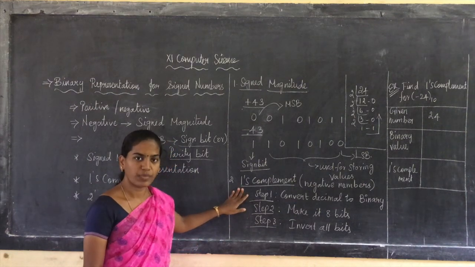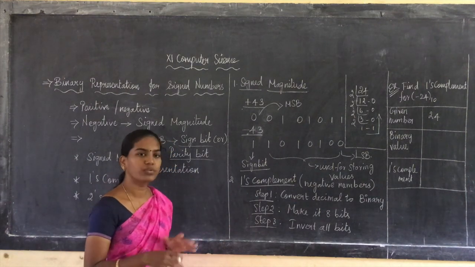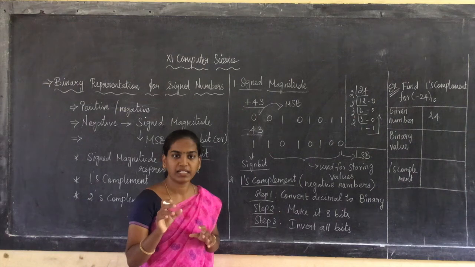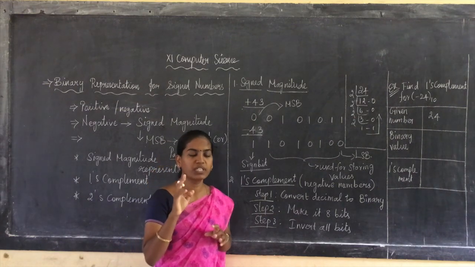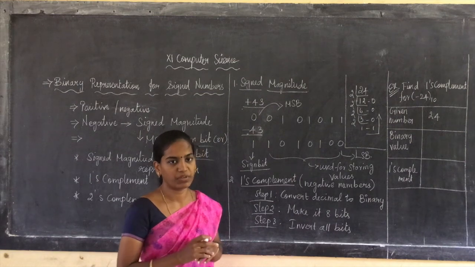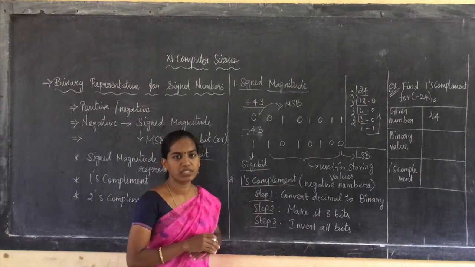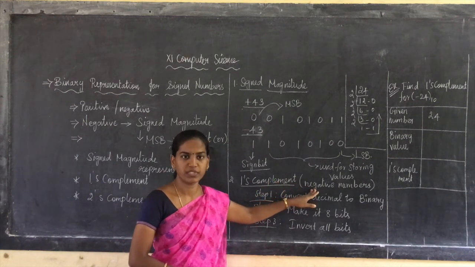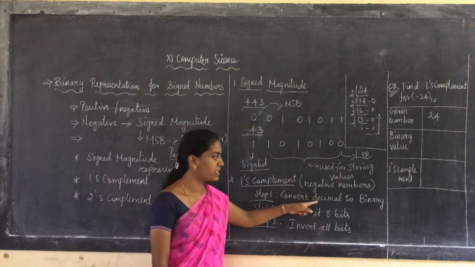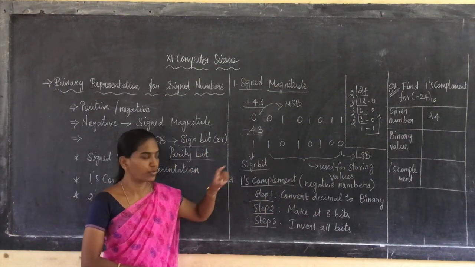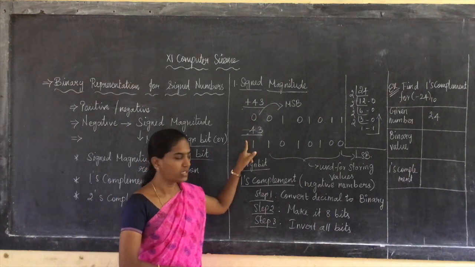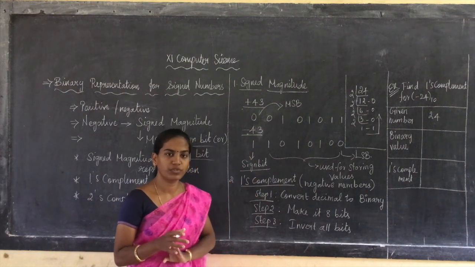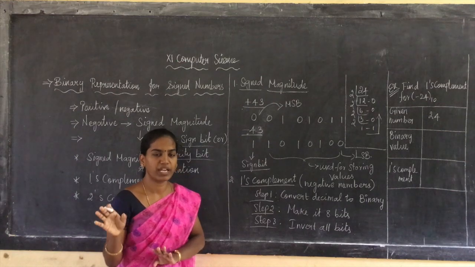Then coming to ones complement, how to find a ones complement for a signed number. For a signed number, we have to be clear about what a signed number is. It is a negative number. So the ones complement is only applicable for negative numbers. Okay, so step 1 is convert decimal to binary. For a decimal value, for example minus 43, we find the ones complement of the number.